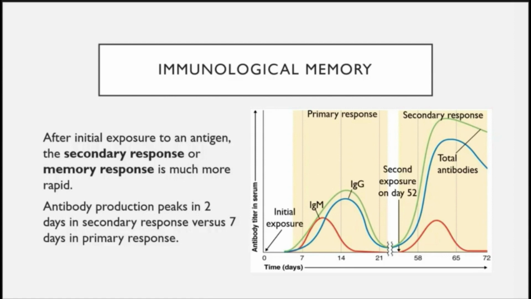And the antibody production peaks in 2 days in secondary response versus 7 days in the primary response. So there's a lot faster response to a second exposure, and this is all part of the memory of the immune system. So those IgGs and some of those IgMs remain around in the bloodstream from a previous exposure, and so they're more capable to rapidly go through that monoclonal expansion or the release of those antibodies from a plasma cell that we discussed before.